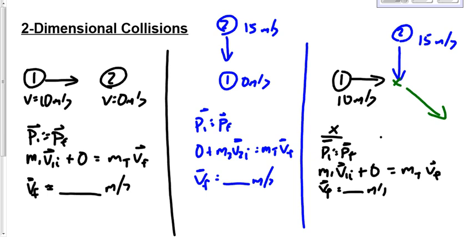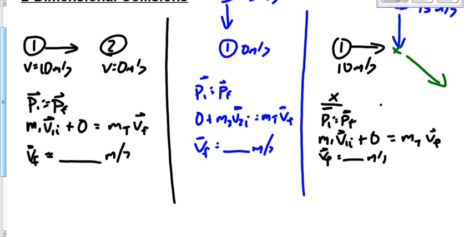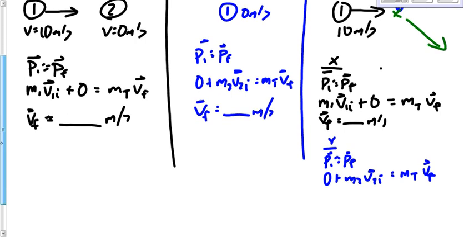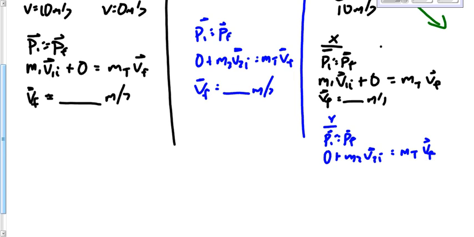Well, then we would analyze the y component, and the y component would look exactly like the blue one. Pi is equal to Pf. We'd say 0 plus M2 V2I equals mass total times Vf. Why is the first term 0 here? Right. Mass 1 is moving, but it's moving only on the x-axis, not on the y-axis. So it is 0 on the y-axis when we're analyzing that. Solve for Vf there.